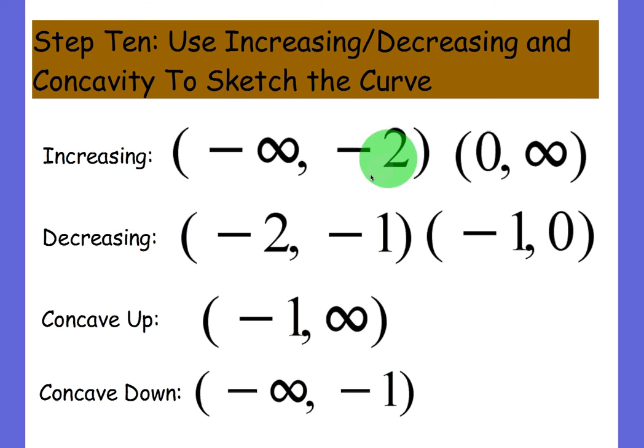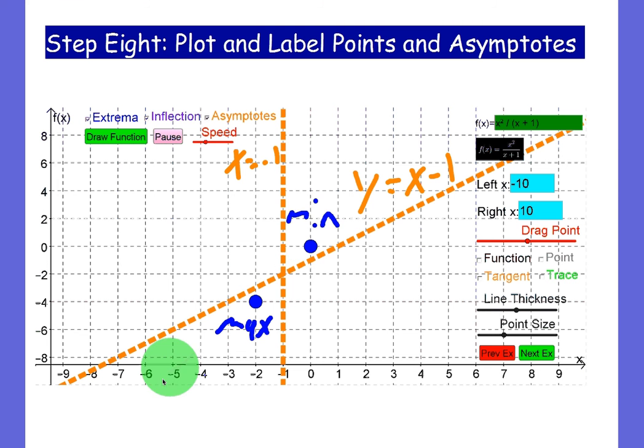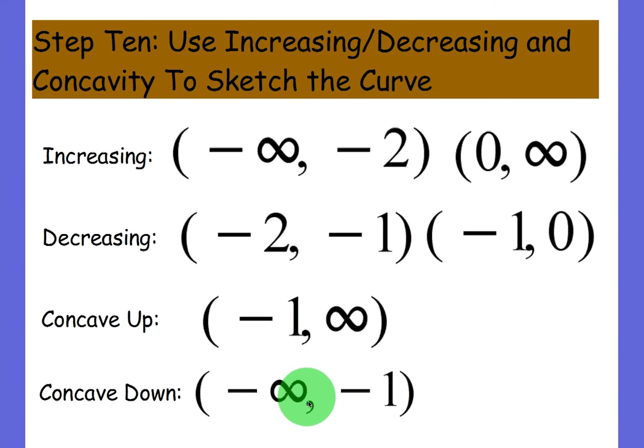So once we get to -2, since we know it's a relative max, we're going to go like this. And then also, it's going to be decreasing from -1 to 0, going back to increasing from 0 to infinity. So at 0, we'll go like this. It's going to be concave up from -1 to infinity, so from -1 to infinity, we're going to be making a U shape. It's going to be concave down from -infinity to -1, so we're going to be making an upside down U. So we're just using that information to connect the dots.